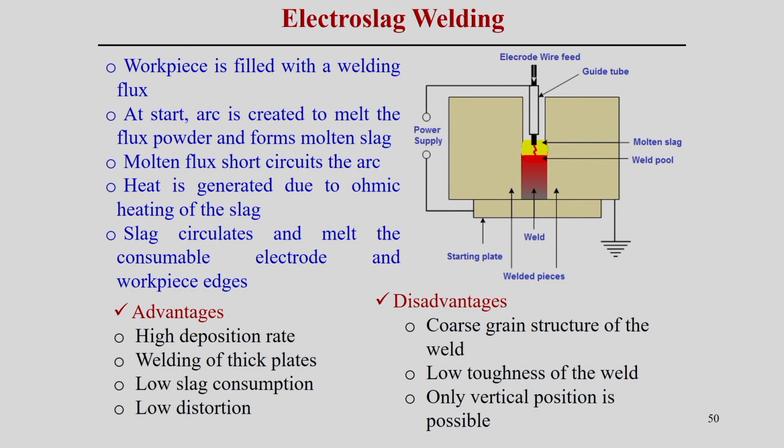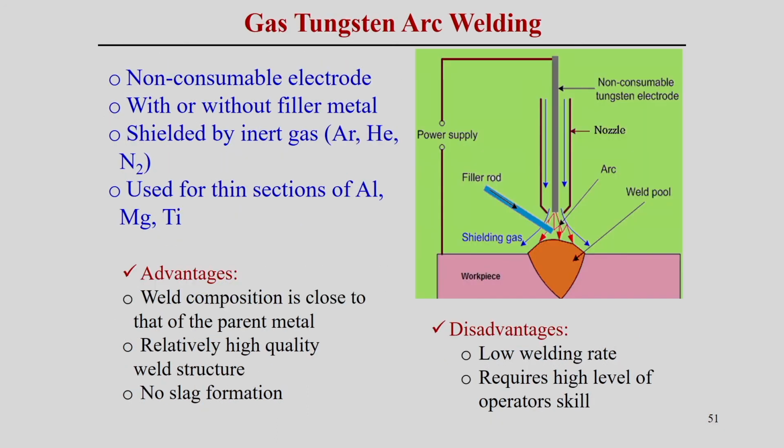Advantages: high deposition rate, very thick plates can be joined, slag consumption is very low in this case as compared to other processes, and distortion can be very low. Disadvantages: coarse grain structure of the weld is possible, low toughness of the material, and only the vertical position is possible by this particular process.